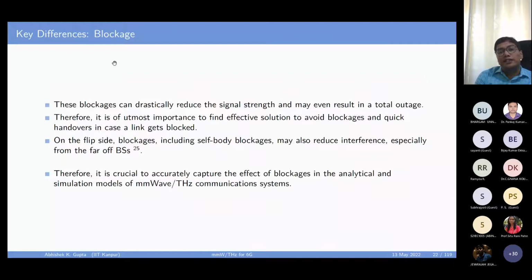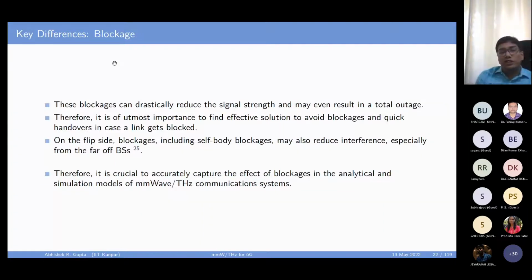Because these can drastically reduce the signal strength, it is very important first to characterize and understand how these blockages may affect it. The channel models devised have to take care of the difference between line of sight and non-line of sight communication. Similarly, we have to find ways to avoid these blockages. And if a blockage comes, we need efficient mechanisms or processing techniques so that we can hand over to new unblocked links. So that's a bad thing, but again, as I said, this can work as good also.